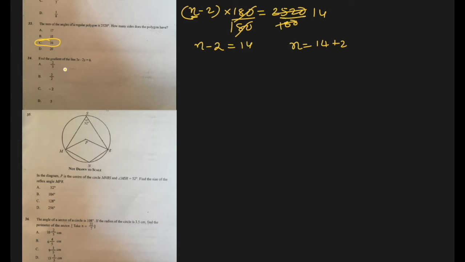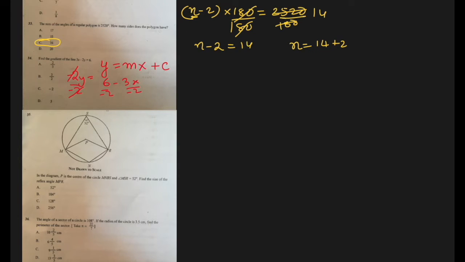Find the gradient of the line 2x. In gradient, we should write in gradient intercept form, which is y equals mx plus c. That means y should be isolated in this equation. So minus 2y equals 6 minus 3x. That's what I can write. Get rid of this minus 2 so that y is alone. So minus 2 and minus 2 cancel out.